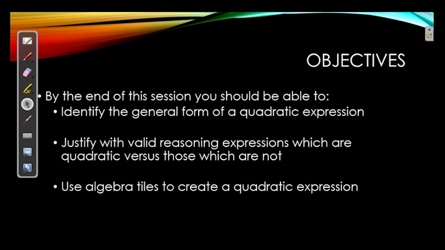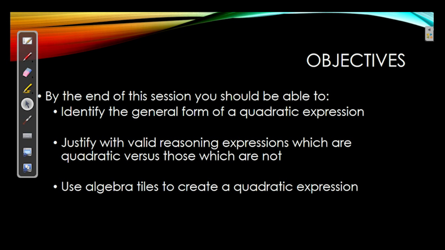How did you do on our last little wrap-up exercise there? Were you able to identify all 3 quadratic expressions easily and justify your choice of which expression was quadratic? Because if you were able to do that with ease and you got all 3 correct, you can definitely justify, with valid reasons, expressions which are quadratic and those which are not. You have 2 objectives completed, and if you were able to follow along with the algebra tiles and understand how to establish a quadratic expression, you identified the form of the quadratic expression.